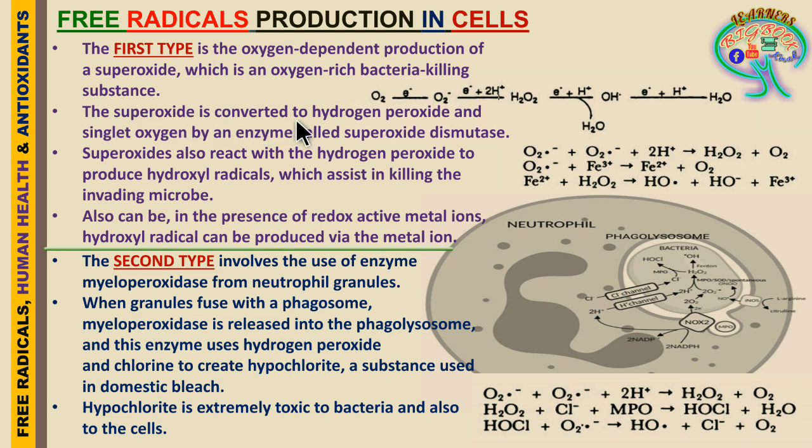The superoxide is converted to hydrogen peroxide and singlet oxygen by an enzyme called superoxide dismutase. Superoxide also reacts with hydrogen peroxide to produce hydroxyl radicals, which assist in killing the invading microbes. This can also happen in the presence of redox active metal ions.